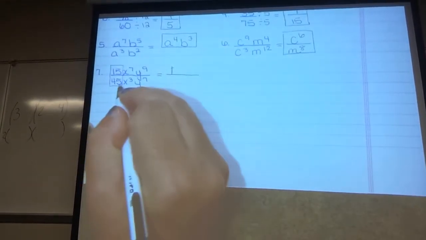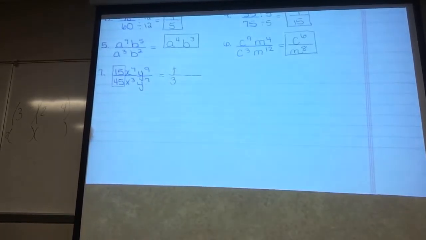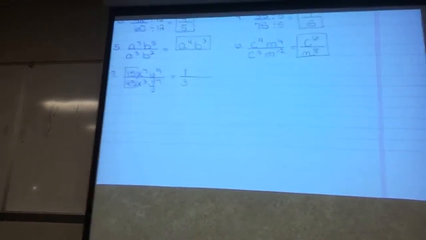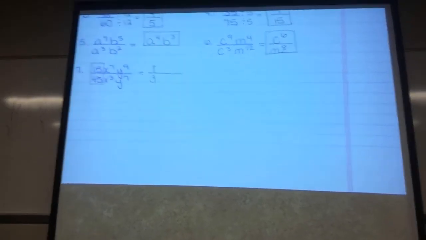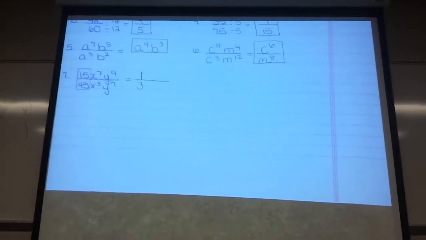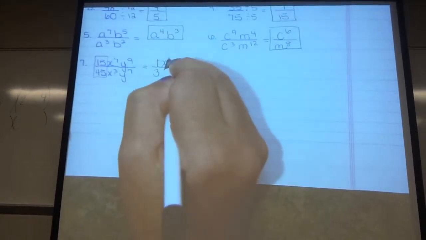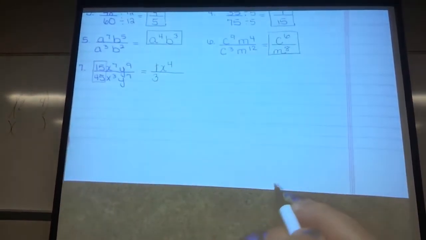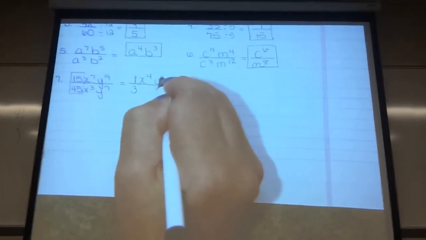Over, 15 goes into 45 3 times. So we have 1 over 3. All we did was simplify our two numbers. Now we need to look at our letters. Where do you have more X's? Up top. How many more? 4. And where do you have more Y's? Up top. 2. And you got 2.